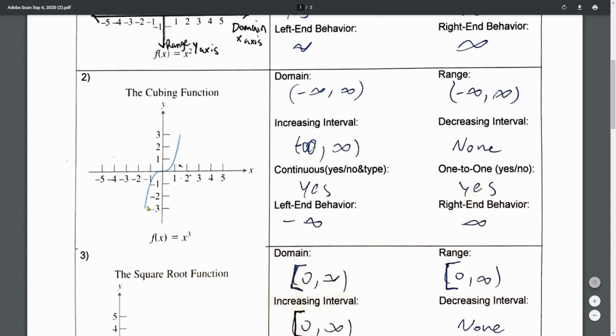Is it continuous? Yes, you can draw the graph without taking your pen off the paper. Is it one-to-one? Yes, every x value has only one y value. Left-end behavior, on the left side this is going down to negative infinity. On the right side this is going up to positive infinity.